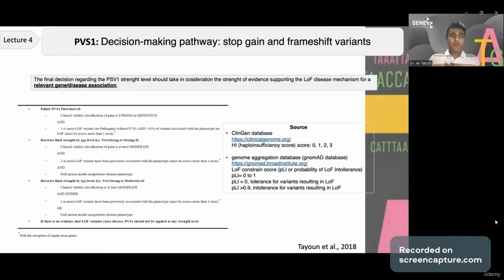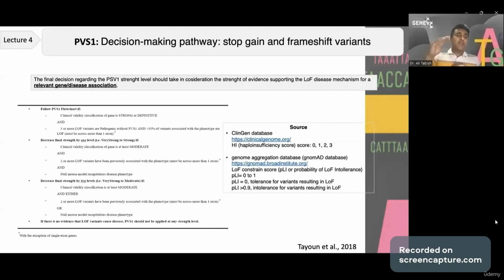But we should decrease the final strength by 1 level, for example from very strong to strong, if the clinical validity classification of a gene is at least moderate, and 2 or more loss of function variants have previously been associated with the phenotype across different exons, and there is an animal model which recapitulates the disease phenotype. So there are 2 or more loss of function variants and the disease model.